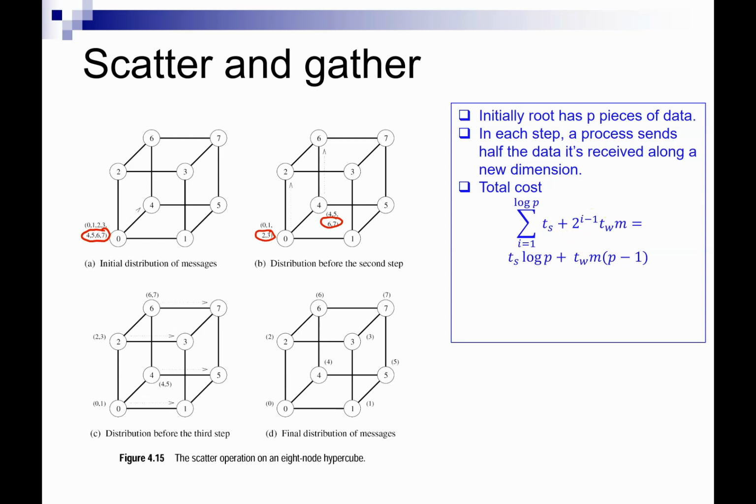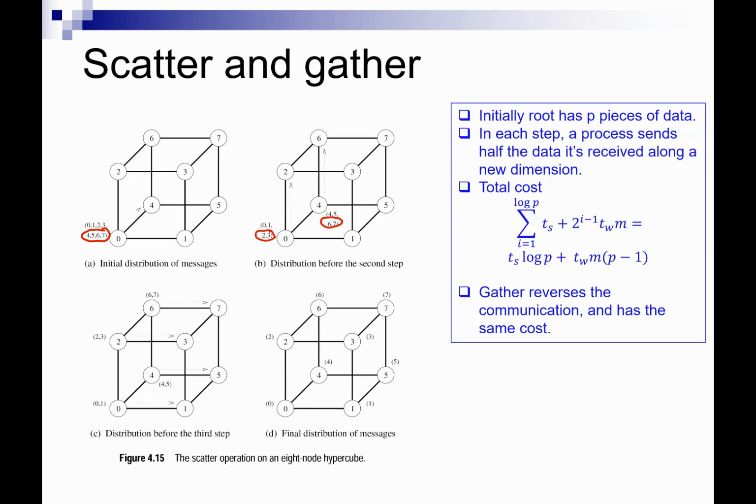Okay, but anyways, the sum works out to be the same. And so if you add this up, then you get this expression over here. Okay. Right, so that's for the scatter operation. For the gather operation, that's just exactly the opposite of scatter, right?